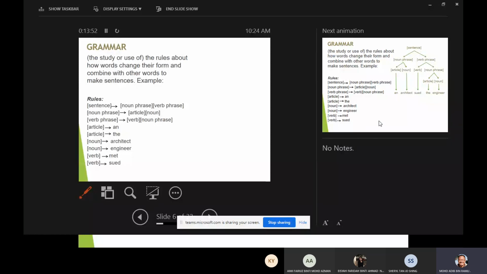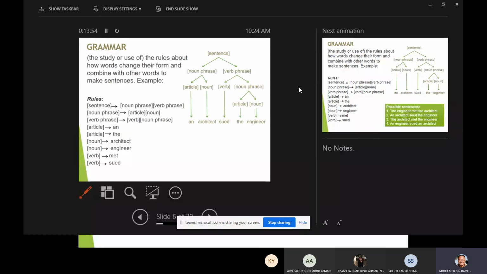Okay, so how you create a sentence is something like this. If you look at the, what do you call this, tree chart or something. The main thing that you are going to create is the sentence, right? So to create a sentence, first you need to combine these two things, noun phrase and verb phrase. And then to create a noun phrase, you combine article and noun. And to create a verb phrase, you combine verb and noun phrase.